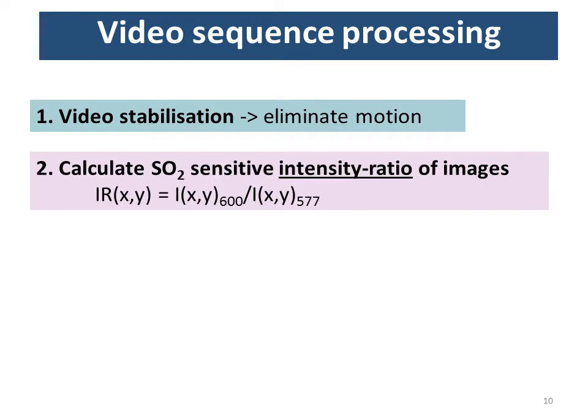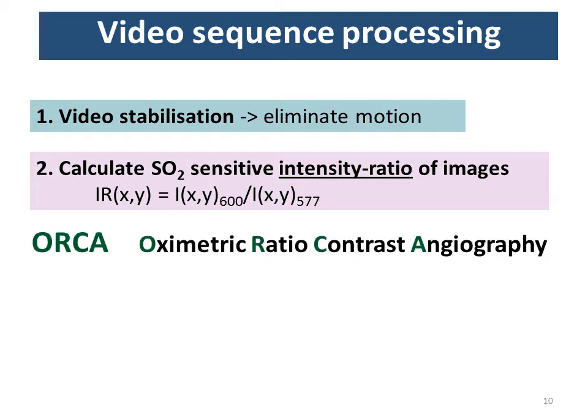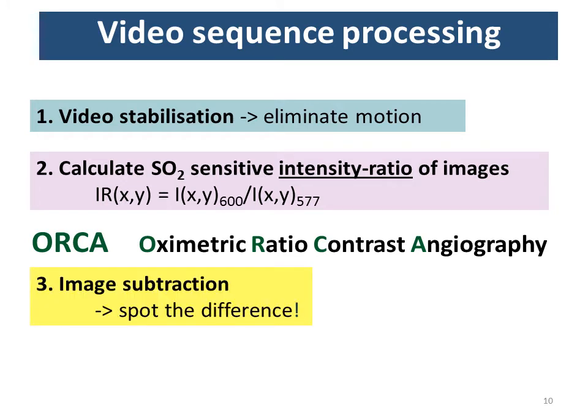to eliminate the motion. Then we calculate a pixel by pixel intensity ratio of the 600 nanometer image divided by the 577 nanometer image. And this is where the name ORCA comes from. It's Oximetric Ratio Contrast Angiography. But this intensity ratio is sensitive to oxygen saturation, amongst other things, but it's the same principle as the red eye measurement that Derek mentioned earlier. And then to reveal the small changes in optical absorption we see, we perform image subtraction, which is basically using computers to spot the difference.